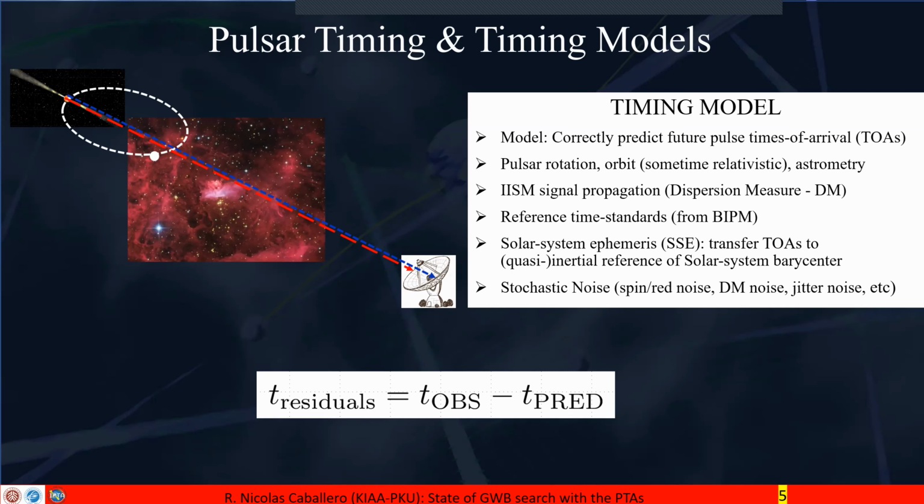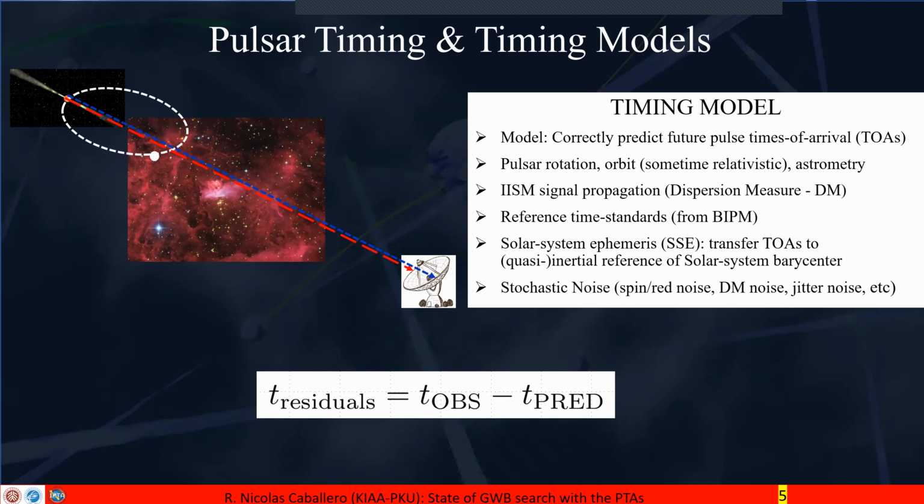And among other things, obviously, we need to take care of using a good reference time standard. We use the best atomic time scales available to us by the BIPM, since we are observing at different locations, and all the local arrival times are then referred to this time standard. Also, we need to refer all the local arrival times to an inertial reference frame. So we use the solar system barycenter to approximate that. So we use a solar system ephemeris to calculate the position of the solar system barycenter at each observing epoch. And of course, our model needs to account for any stochastic noise in the data.